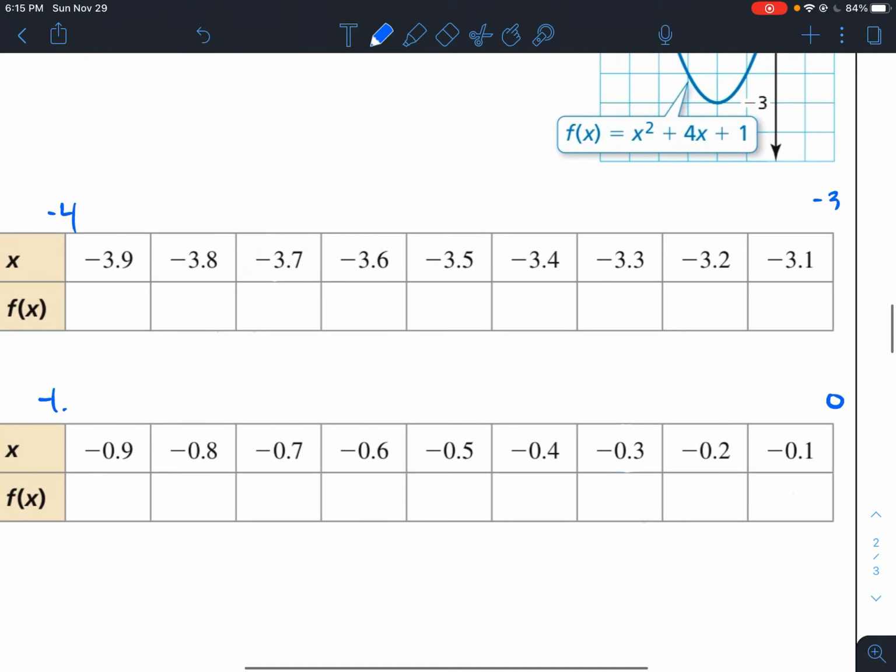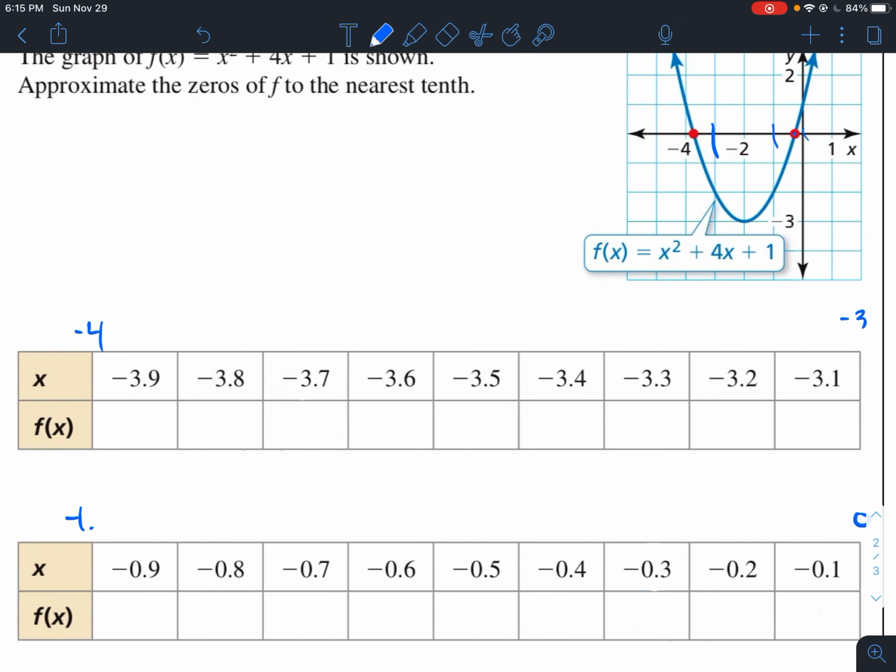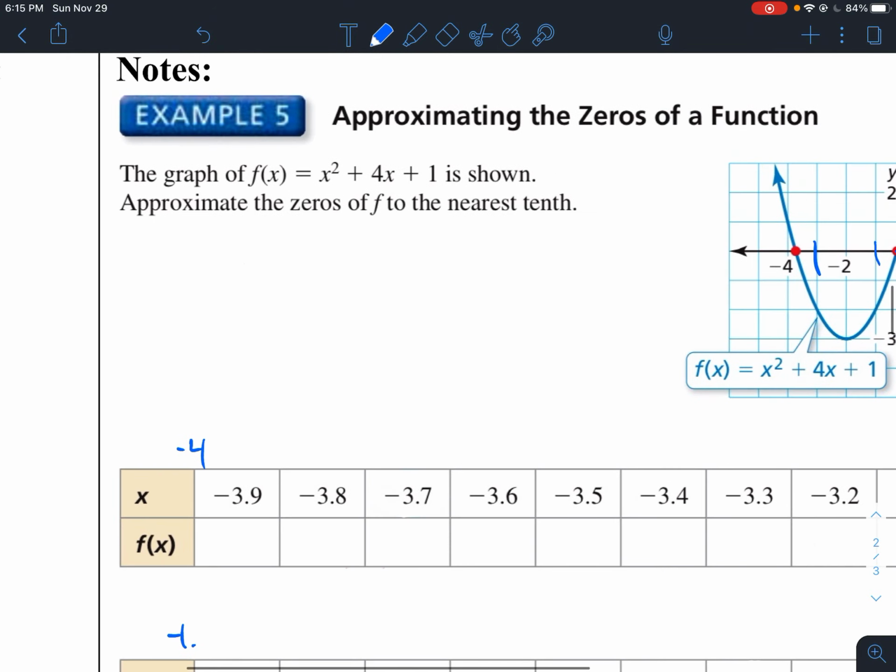So can we figure out where it crosses? So we have to look for a sign. When do we know when it crosses? So what we're going to do is take the equation x squared plus 4x plus 1, and we're going to plug these values into the equation and see if we can figure out where the 0 is at.